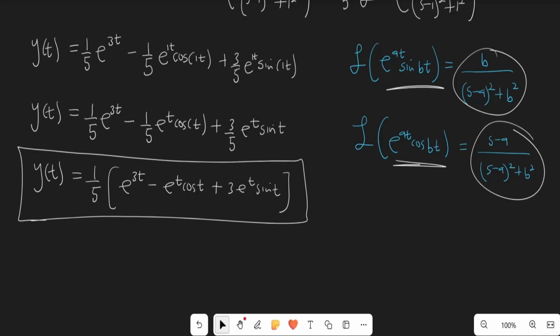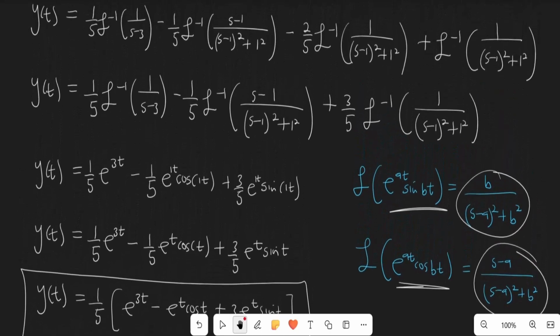And you can verify this. I leave this one to you as homework. You verify that this is the true solution to our differential equation. Differentiate it one time and do it again for the second time, and plug that back into the differential equation and see that the left hand side will be equal to the right hand side. So that is how to solve this differential equation using Laplace transforms.